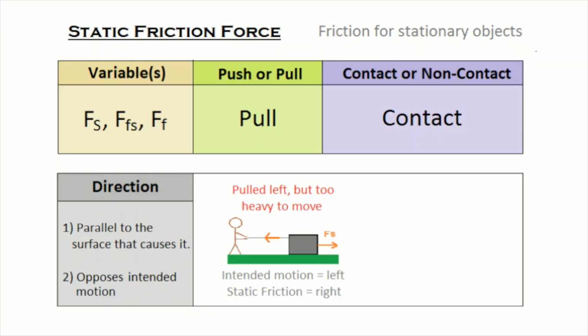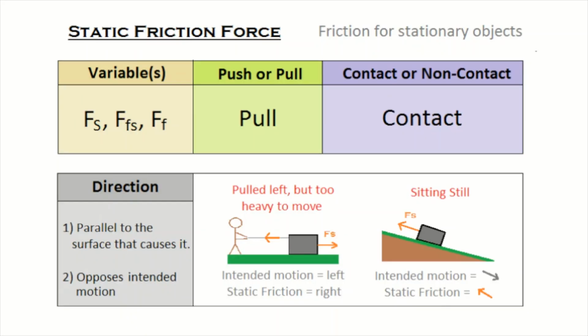I'll give you an example. Here we have a person using a rope to attempt to pull a box to the left. So the intention is to pull it left. That's what it would do with no friction at all. But let's say the box is too heavy and it doesn't move. Well, something would be keeping it to the right. In this case, that would be static friction. It's opposite the intention to the left, and it's parallel to the surface.